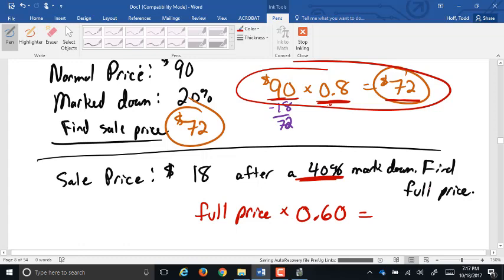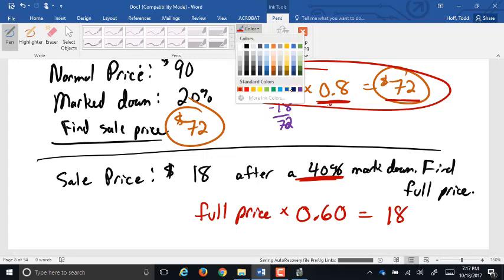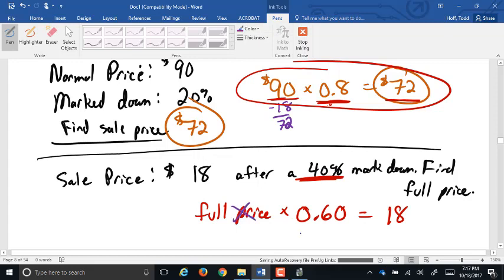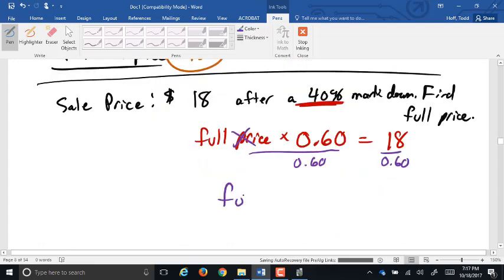60. 100 minus 40 would be 60%. So 0.60, which would give us the sale price of $18. If we want to work backwards here, if we consider this basically our variable of X, we divide by 0.60. That full price is $30.